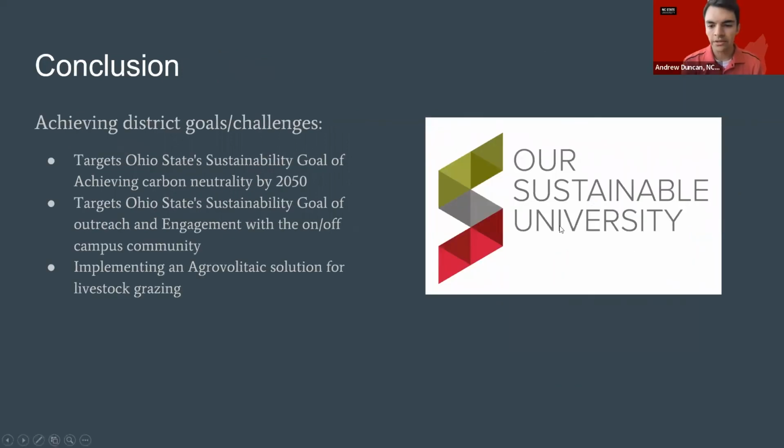One of the driving factors in designing a PV system for Ohio State University was to help them achieve their district goals and challenges. Our PV system design will be able to help Ohio State reach its goal of achieving carbon neutrality by 2050. Along with this, the visibility of PV systems helps Ohio State University with its sustainability goal of outreach and engagement with both the on and off campus community. Lastly, using agrivoltaics instead of traditional PV helped to maintain livestock grazing on the fields. Next slide, please.